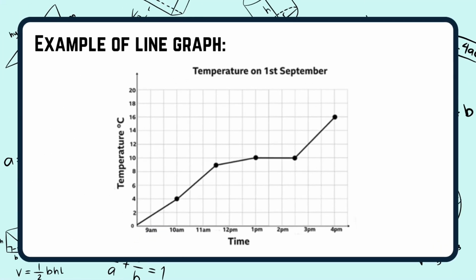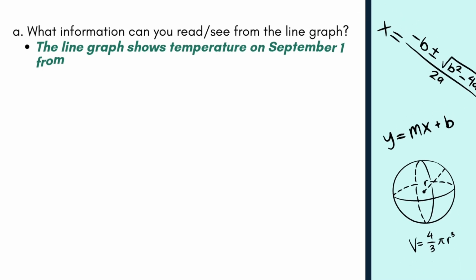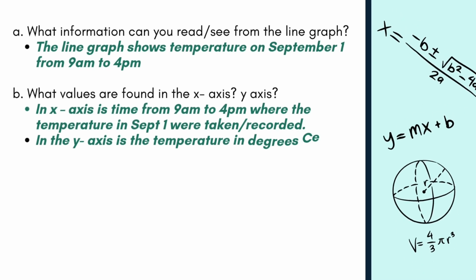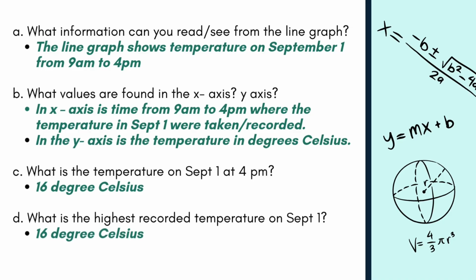So we have here an example of a line graph. So perhaps temperature on the 1st of September. On the bottom part, you can see the time from 10 a.m. to 4 p.m. And then on the left side, we can see the temperature. Paano ba, tumataas ba or bumababa ang temperature almost every hour between 9 a.m. to 4 p.m.? So we have here again some questions, and of course, we also have the answers.